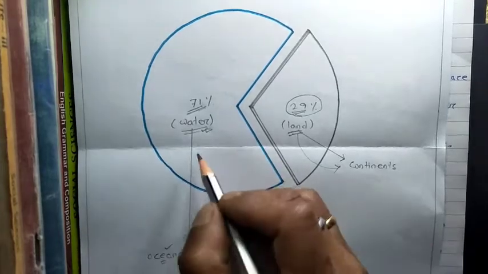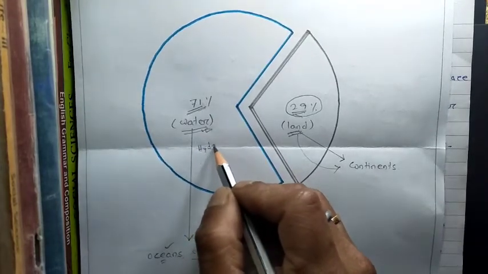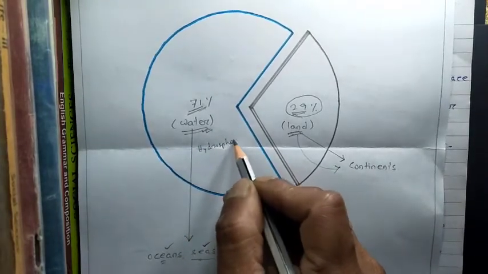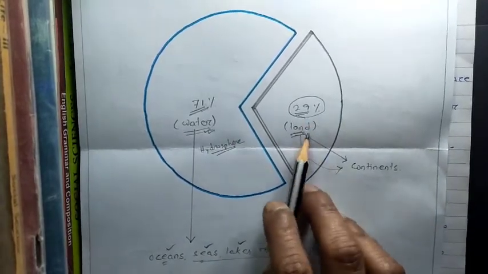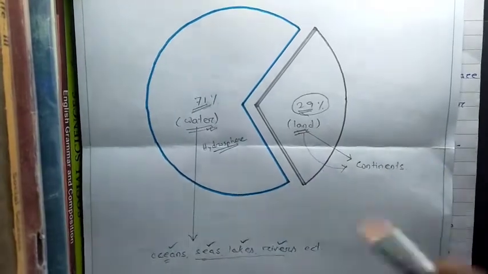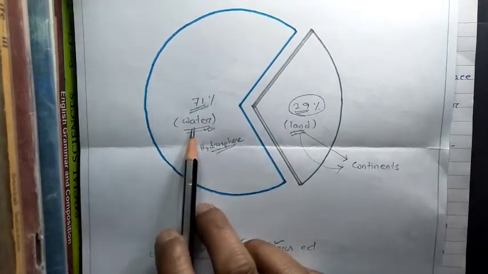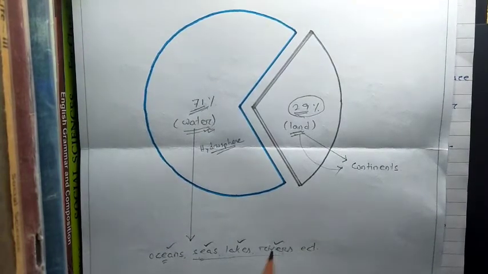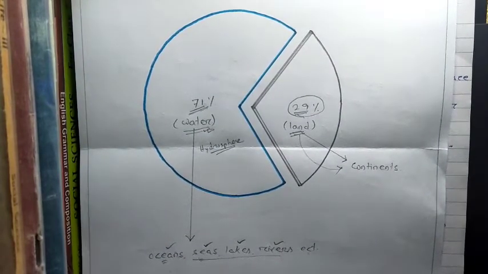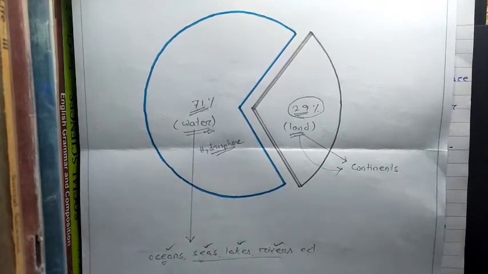And you also know that the zone of water is known as the hydrosphere, and 29% of the surface is covered by land, which was already discussed in our earlier video. These water bodies consist of oceans, seas, lakes, rivers, etc. All the different forms of water are part of the hydrosphere.